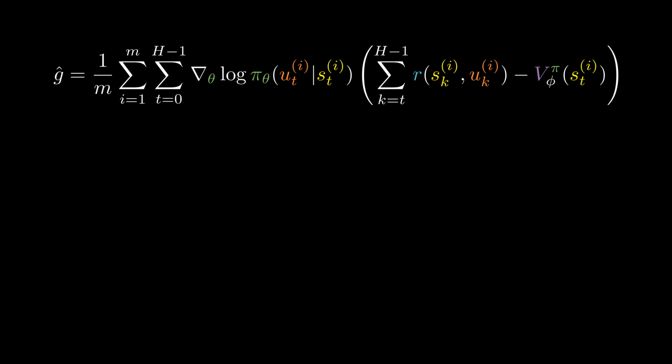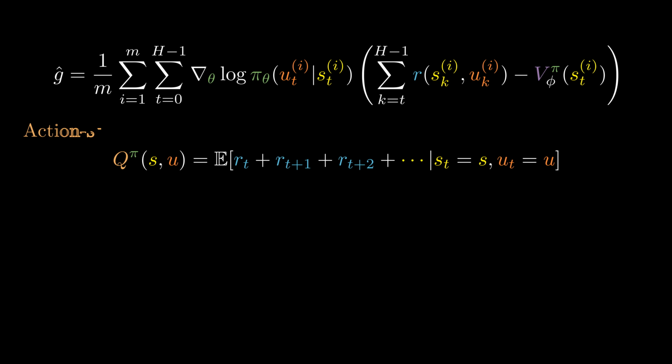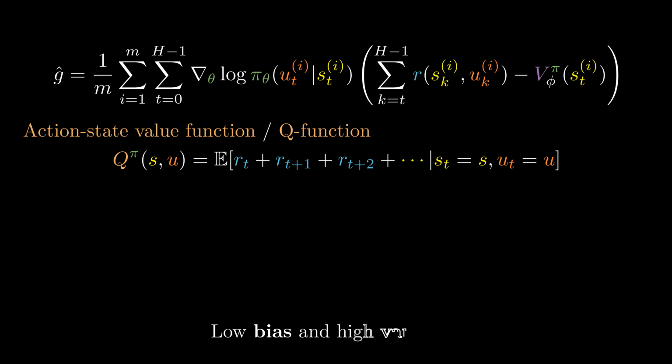But here's the catch. This term here is estimated from just a single sample that estimates the expected total reward if we take action u at state s. Because it's based on only one sample, it has low bias but high variance.